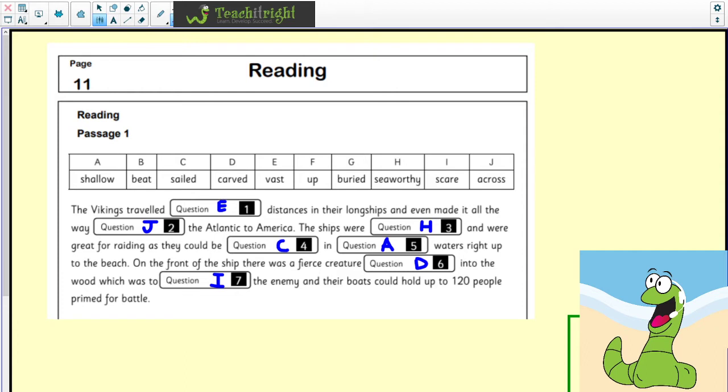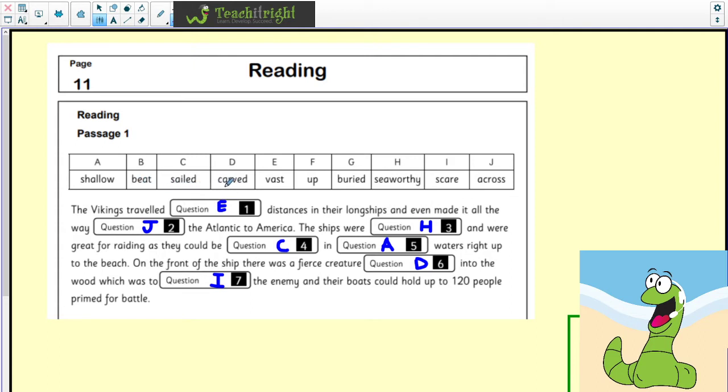So I'm going to read it through to you, and as you can see, you've got the letters there. And what we would advise is you cross out the letters that you've used to make sure that you don't use those words again. Also, it limits your choices a little bit as well. The Vikings travelled something distances in their longships, and even made it all the way. Now, the first word, the Vikings travelled something distances. You need maybe something like long distances.